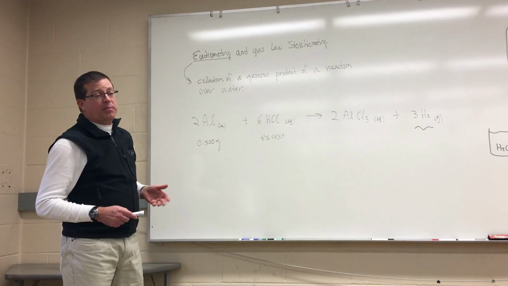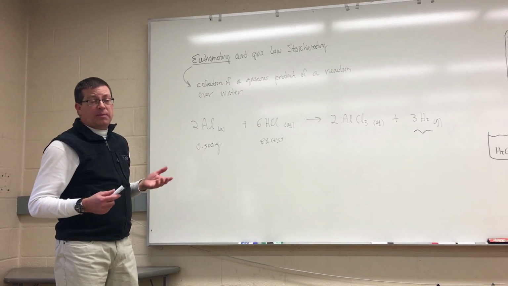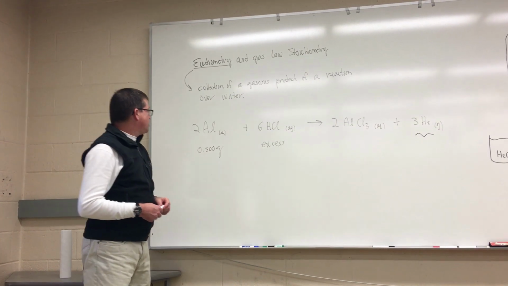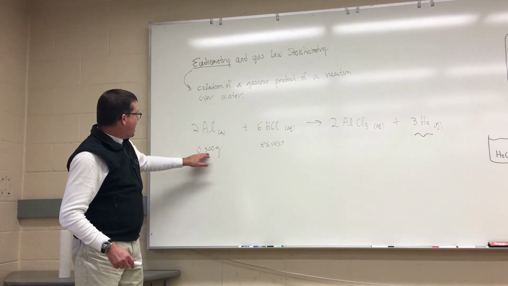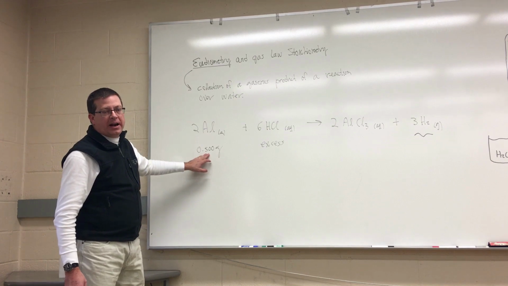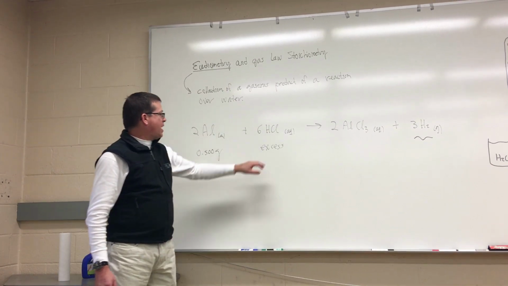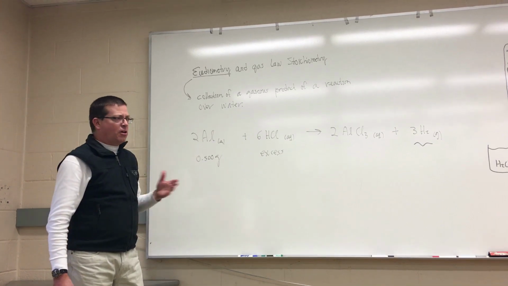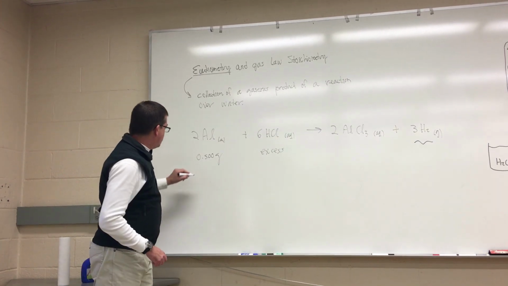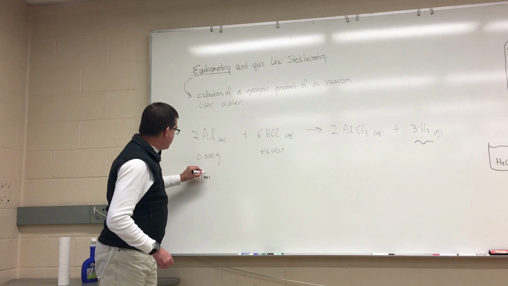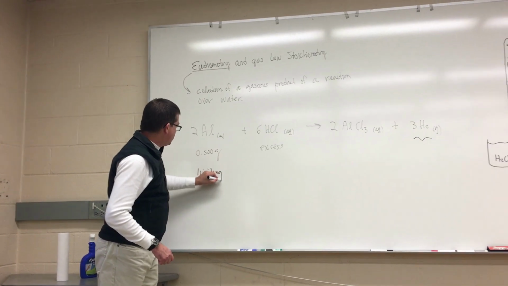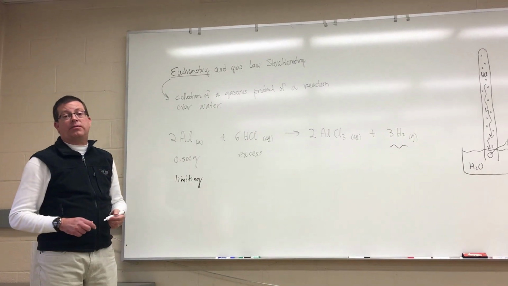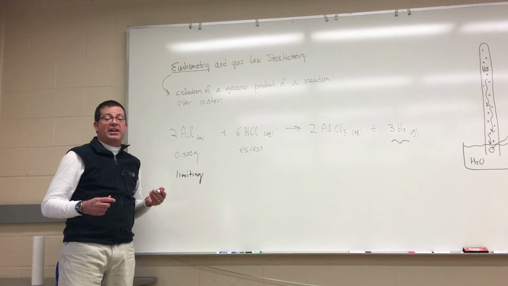We can set this up in the lab as essentially a limiting reactant problem. Let's just say for grins, we've got half a gram of aluminum that we've weighed out, and we're going to allow that to react with an excess amount of hydrochloric acid. Because of this, we know that the aluminum is going to be our limiting reactant. In other words, when we use up all of the aluminum, the reaction is going to end.